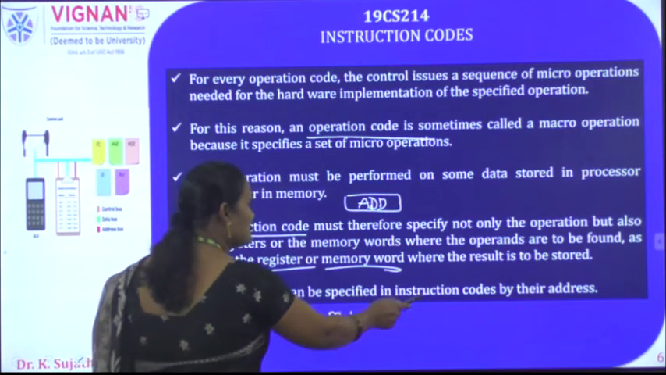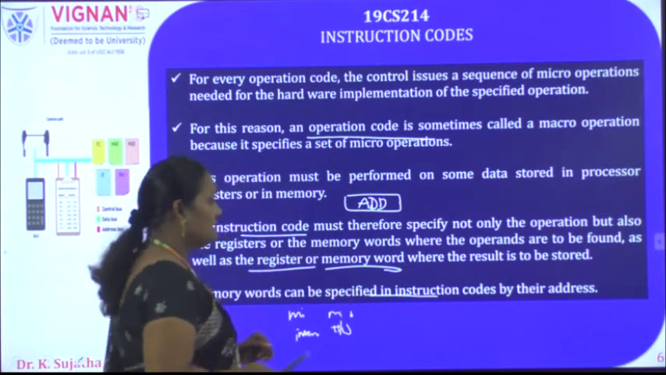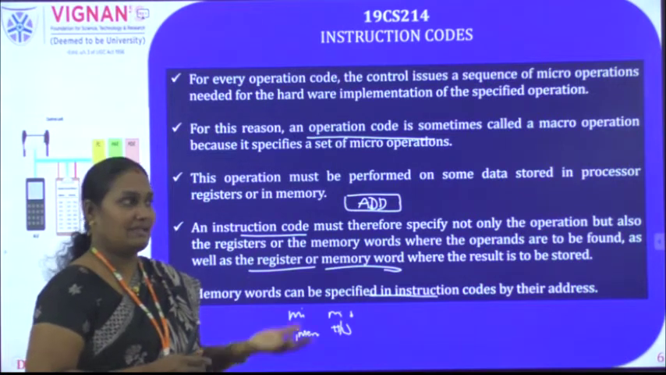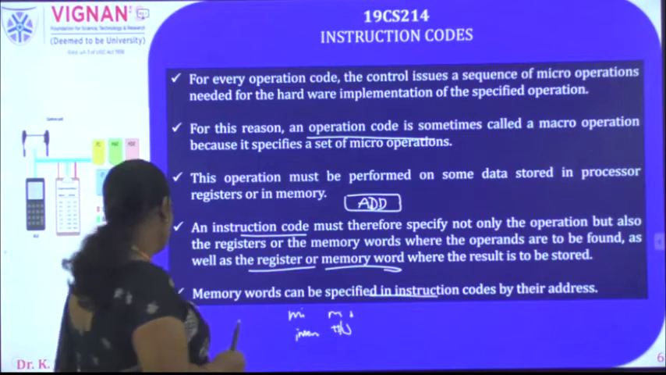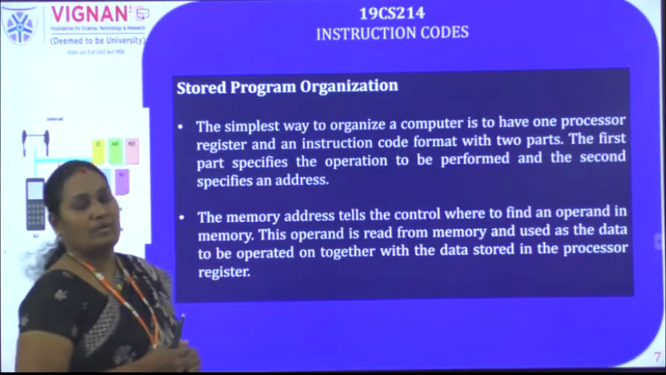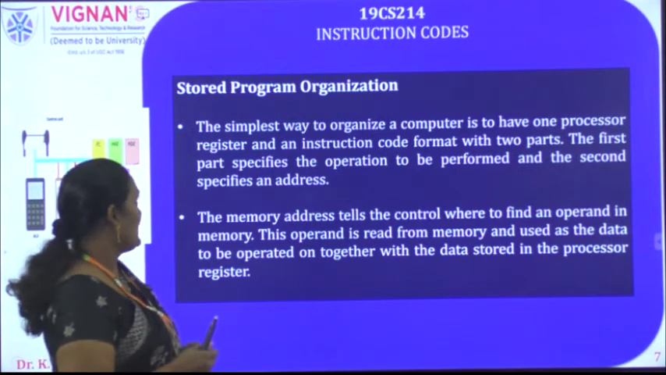Now memory words can be specified in instruction codes by their address. I already told you that. So either a register or a memory, we need to specify which register or which memory. Next we are going to see stored program organization.